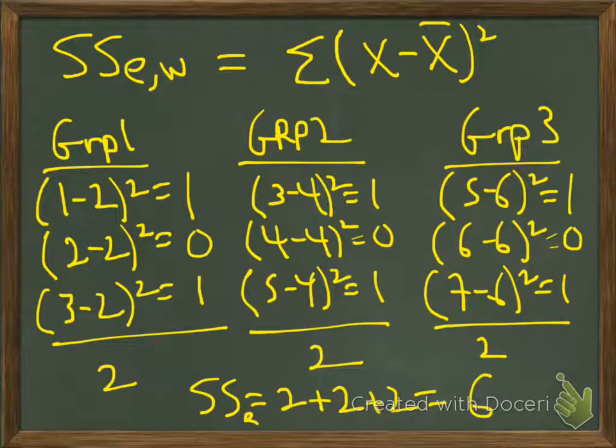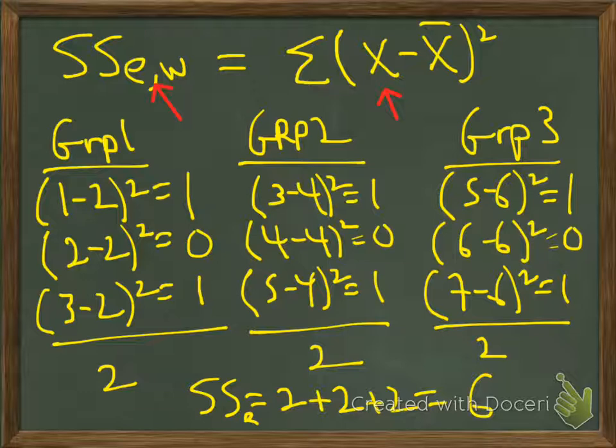Then the next step in doing the ANOVA is to calculate the sum of squares error, also known as the sum of squares within. So you can see it's got an E or a W. You can use either one. And the formula is right here. You just find the sum of the deviations between each individual score and their own group mean squared.